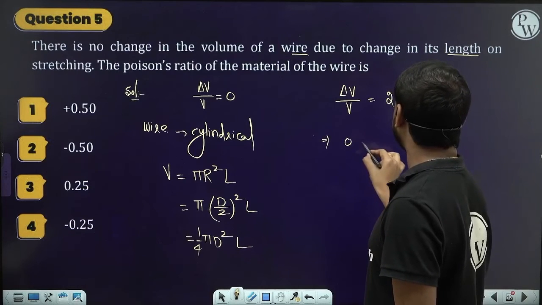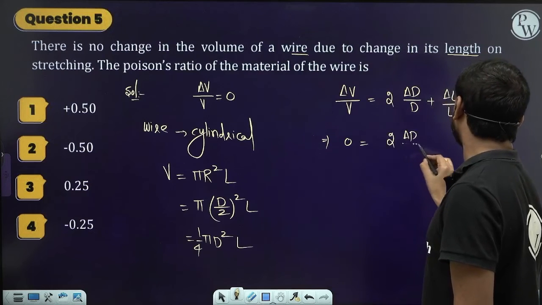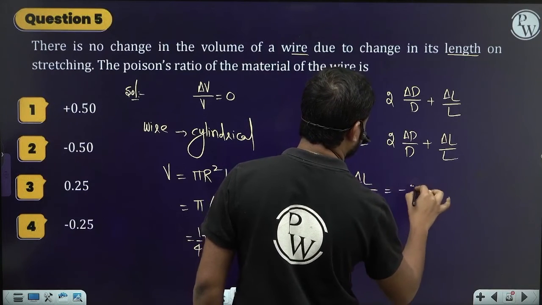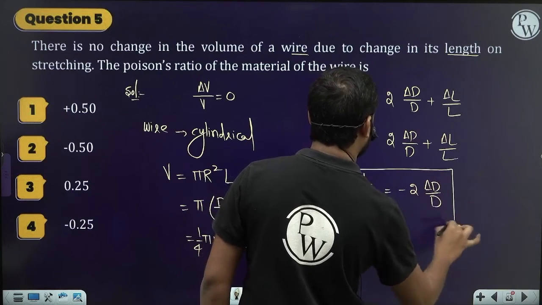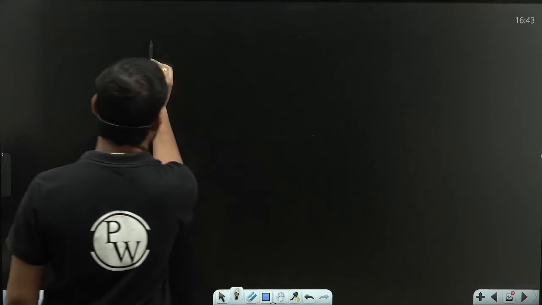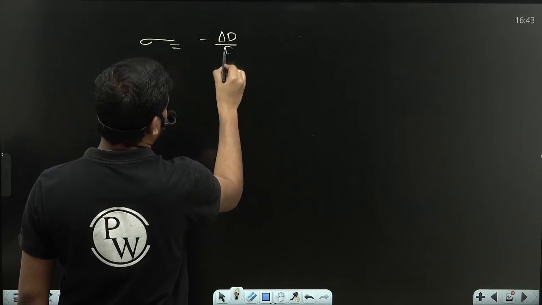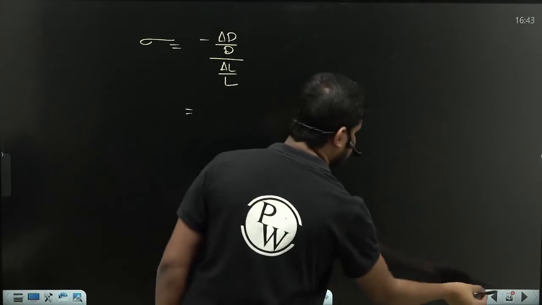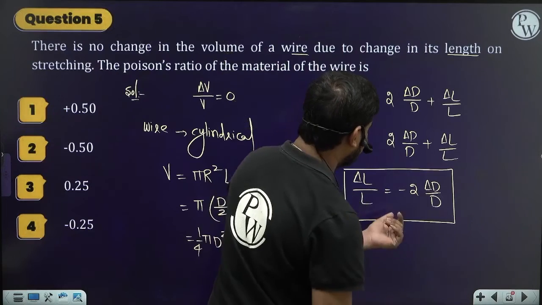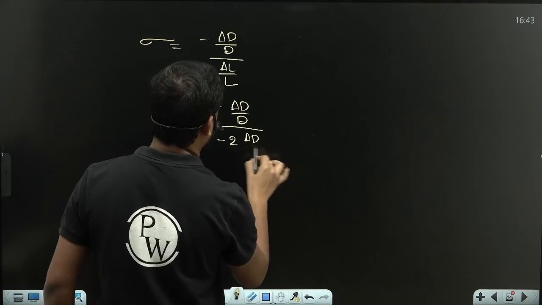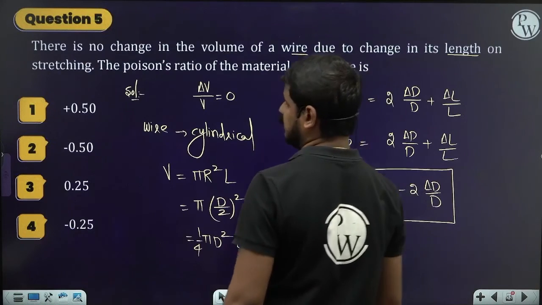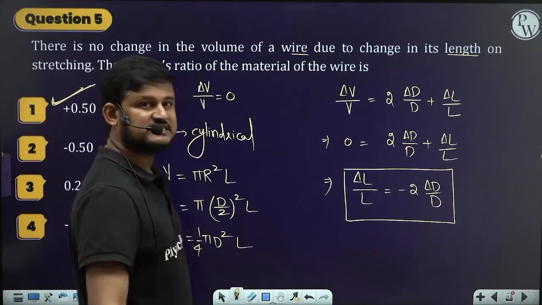Here delta V by V is given in the question as 0. So 2 into delta D by D plus delta L by L equals 0, so delta L by L is equal to minus 2 into delta D by D. Now, we require the Poisson's ratio, which is equal to minus delta D by D divided by delta L by L. In place of delta L by L, I write minus 2 into delta D by D. So this cancels, leaving 1 by 2, which is plus 0.5. So option 1 is the correct one, guys.